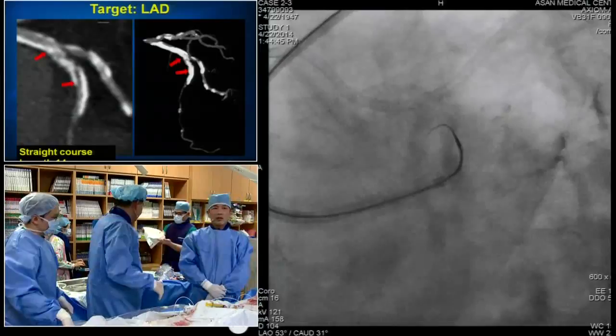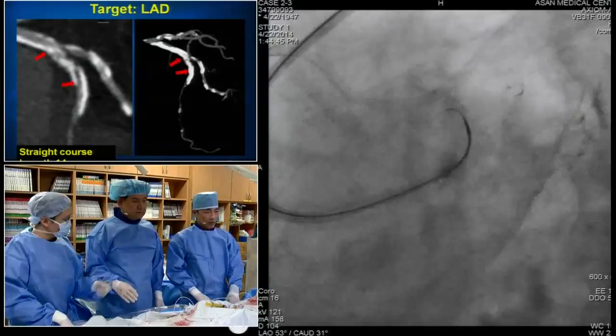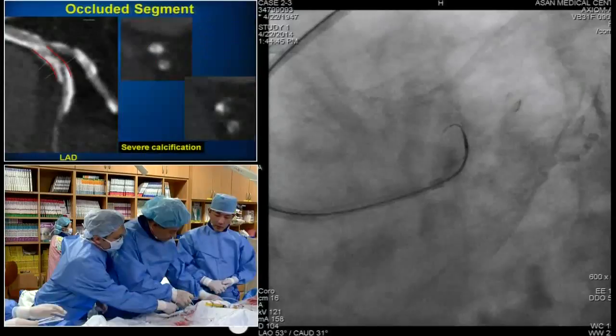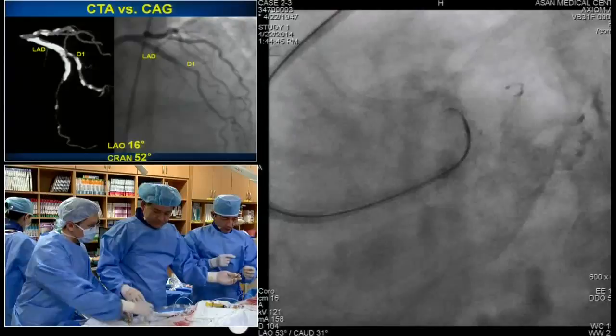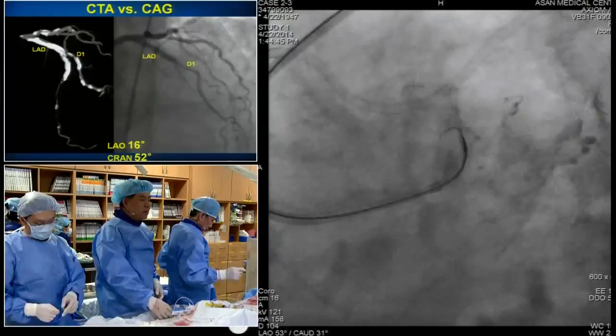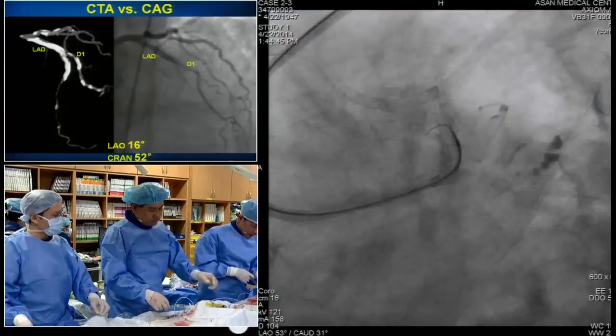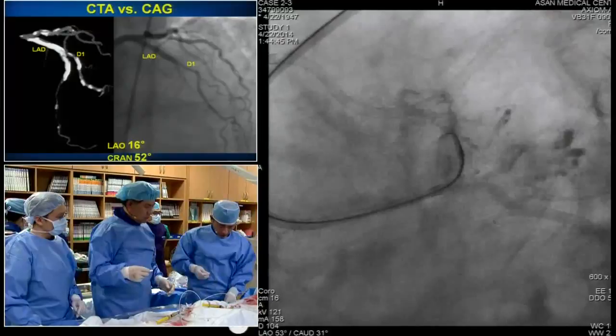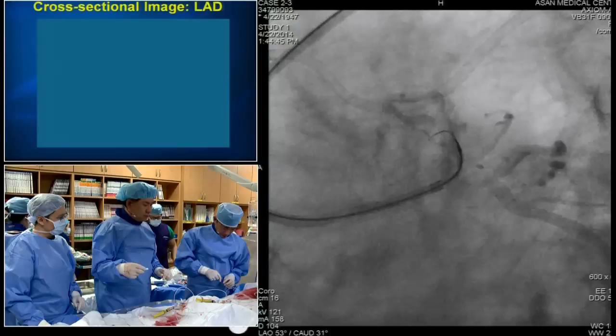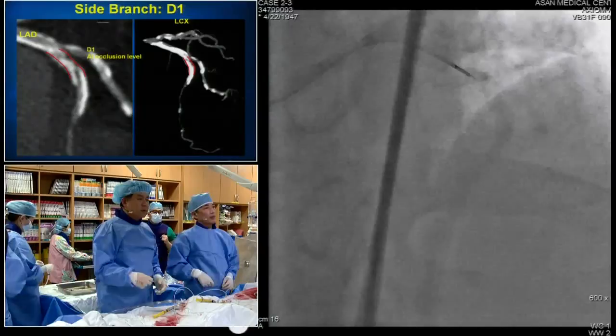So, you can see the calcification? Yes, we can see. Yeah, so you see the heavy calcium. This patient is at more than 20 years hemodialysis. So the cardiac CT shows the entry point is occupied by heavy calcium. So this is the Gaia Second.